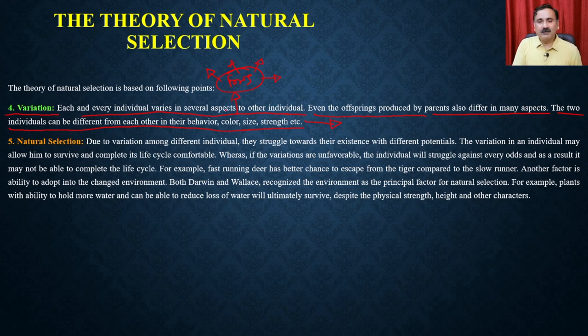So those kinds of behaviors and changes are happening from birth itself, right? And by training and by these struggles, you are improving those abilities. And then there will be natural selection. So due to the variation among the different individuals, they struggle towards their existence with different potentials.